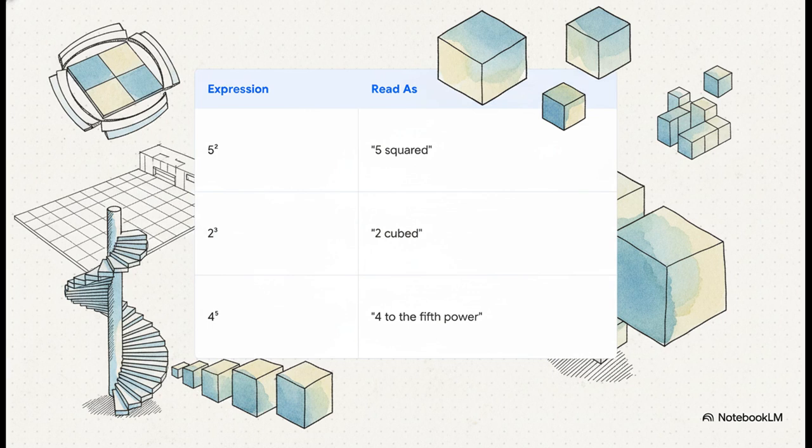Oh, and a quick side note on how you actually say these things out loud. You can always just say to the power of. That's totally fine. But mathematicians have a couple of special nicknames for the most common ones. If the exponent is a 2, you say squared. If it's a 3, you say cubed. For anything bigger, you just go back to saying to the 5th power, to the 6th power, and so on.